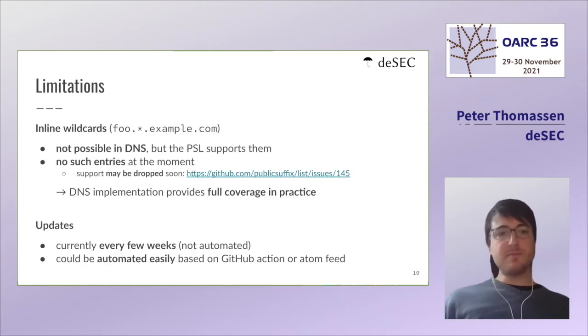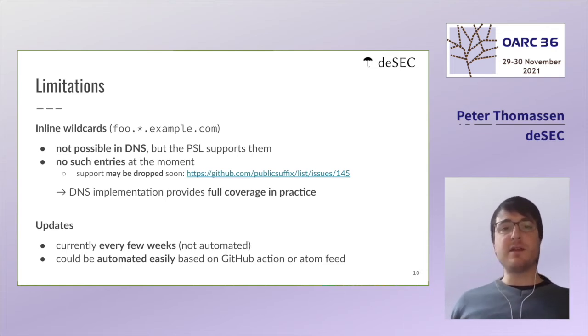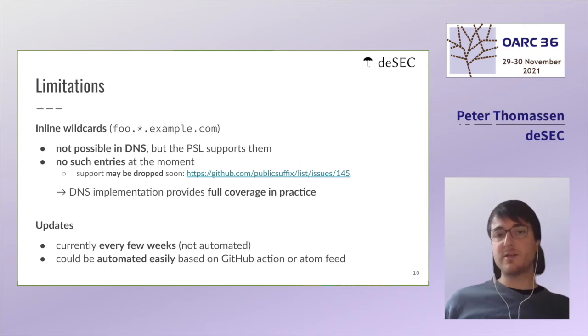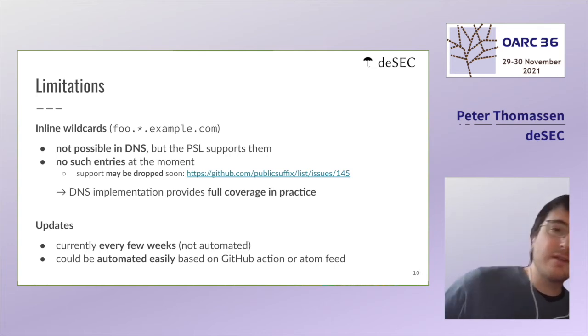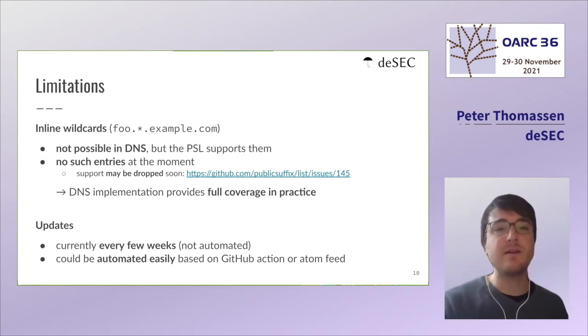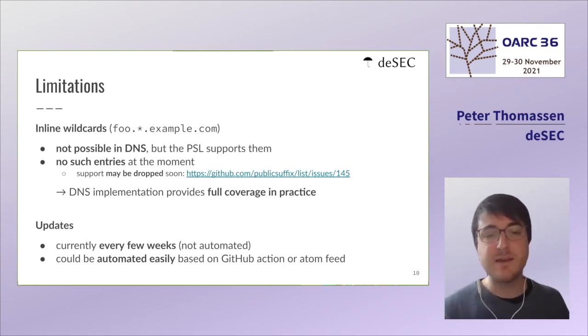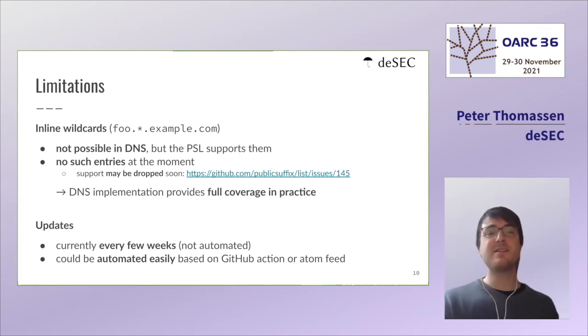There are some limitations. So as I said before, the PSL does support inline wildcards like foo.wildcard.example.com, and the DNS doesn't support that. So if you ask for the public suffix of such a domain, you will not get a PTR record. You will only get the text records telling you that those are the rules that apply, and it can't really be mapped into the DNS. However, the good thing is that the PSL doesn't actually contain such entries at the moment, and the maintainers are considering dropping this feature, so to speak.